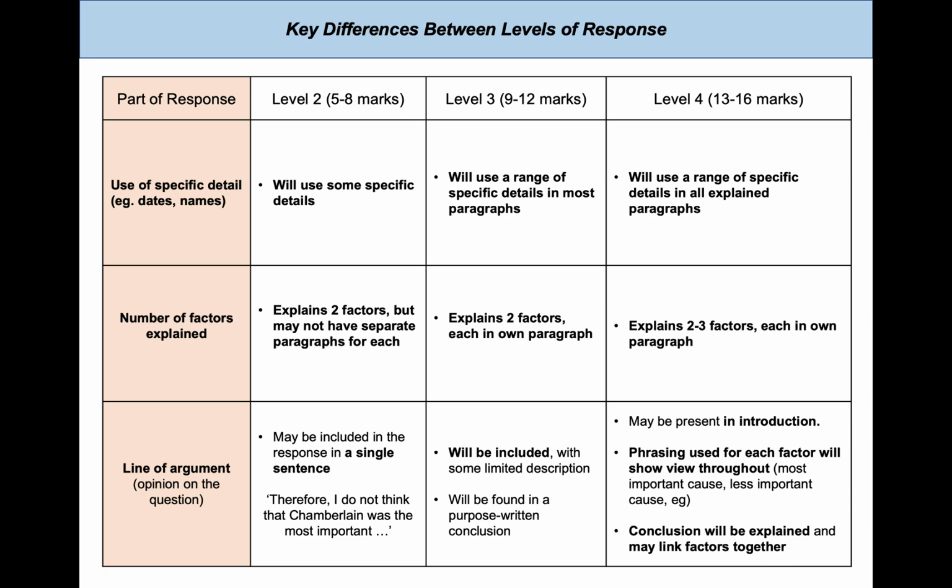Importantly, the conclusion for level 4 will be not only a separate body, but also explained. Similar things are happening at level 3, but it might be that your conclusion is less well developed, or alternatively, you've introduced everything as uniformly an important factor. At level 2, we commonly see a single line decision made, either at the beginning or the end. So try to avoid just the single line decision.